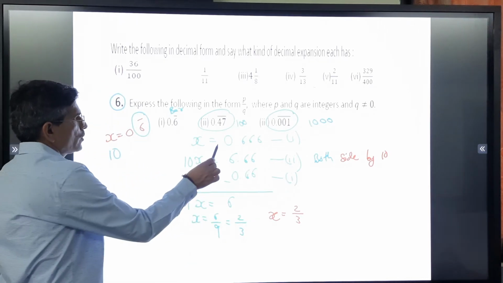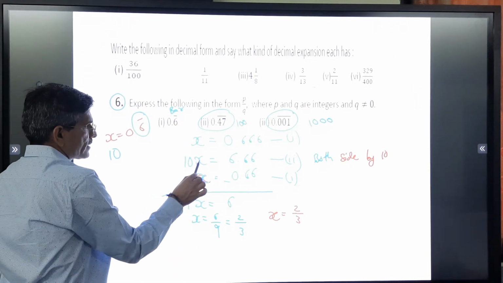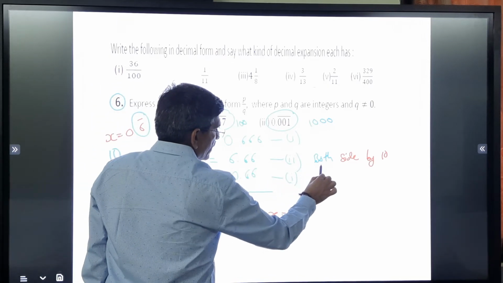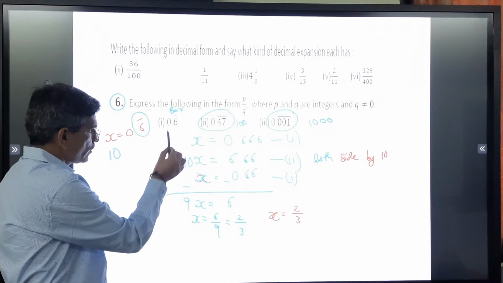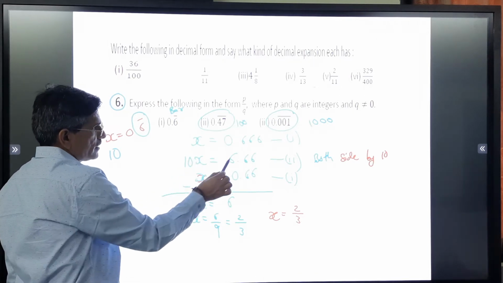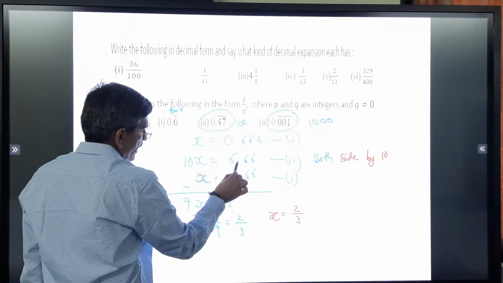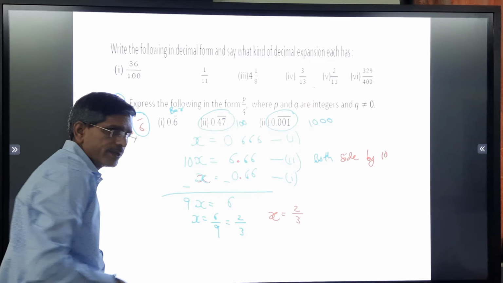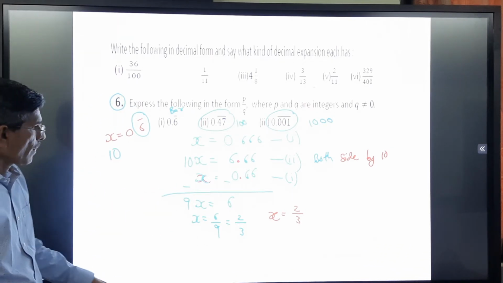So x is equal to 0.66, multiply by 10, that is why 10x is equal to 6.66. Already explained, both sides multiply by 10. Now again I have to write 10x minus x, 6.6 minus 0.66. So we have to write the decimal point exactly under the decimal point, and then subtract it, and we will get the answer.